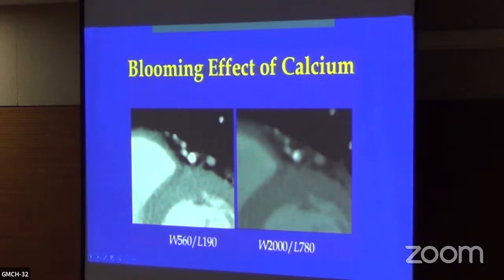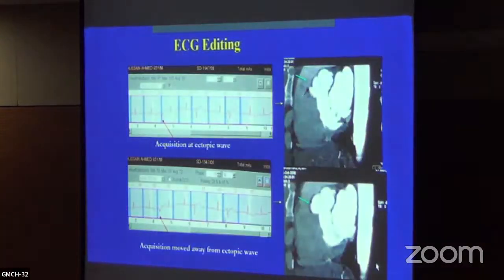You can see the entire lumen appears to be occupied by the calcium. But once you change the window, you can see it's not so. And you do have a lumen which is free of calcium. So choose your window and remove this blooming artifact.